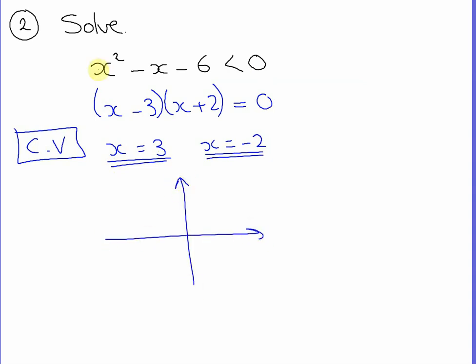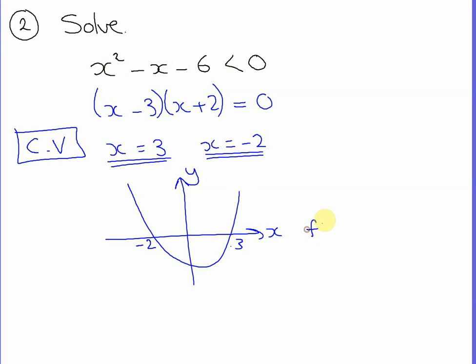It's a happy quadratic. I'm not actually interested too much in the y-intercept for this question. I actually only need to know these. I've got one on the left hand side, one on the right hand side, and it doesn't have to be accurate. So I can go -2 and 3. It's just some information to help me. And I'm looking for where the function is lower than 0.